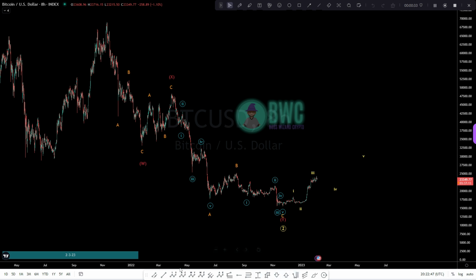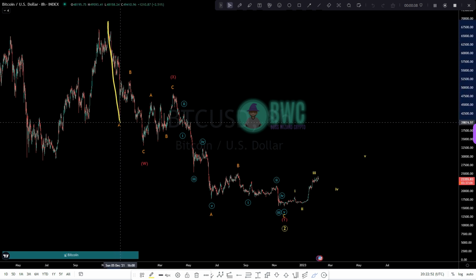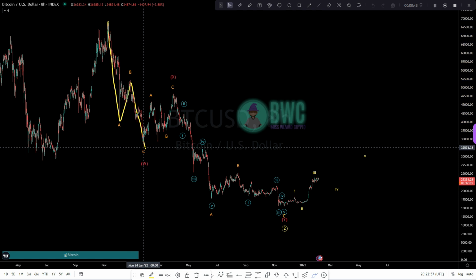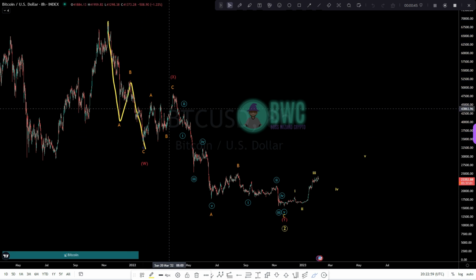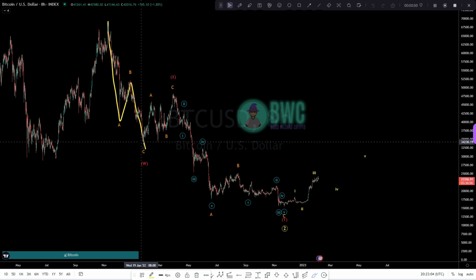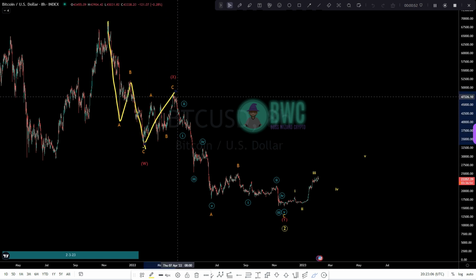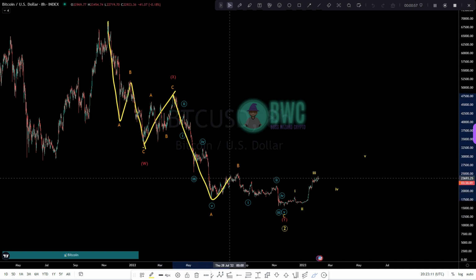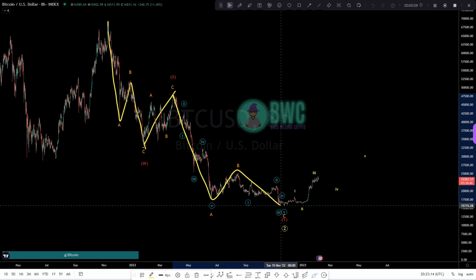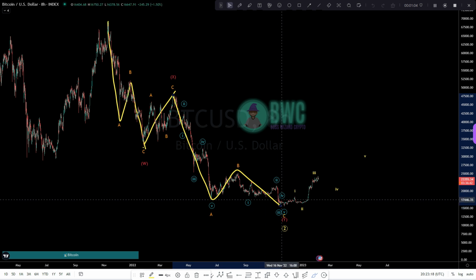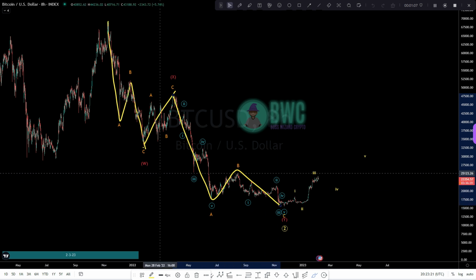Essentially, a zigzag here, ABC, okay? This is probably another zigzag, or it's a combination, but I prefer to count it as a zigzag, for an X wave. And another zigzag here, A, B, C. Now this is kind of a funny impulse, but it can follow the rules. I'll dive into that in a second to show you.